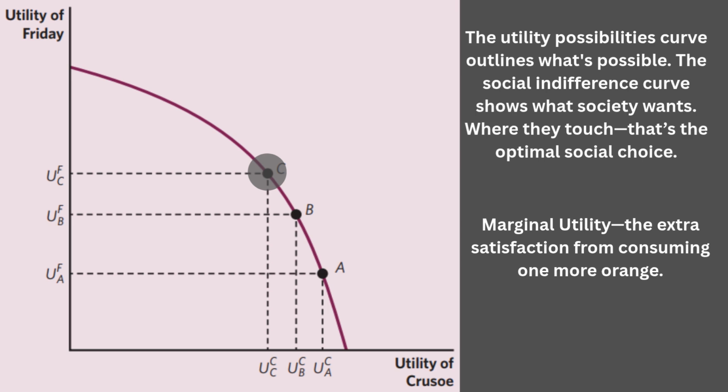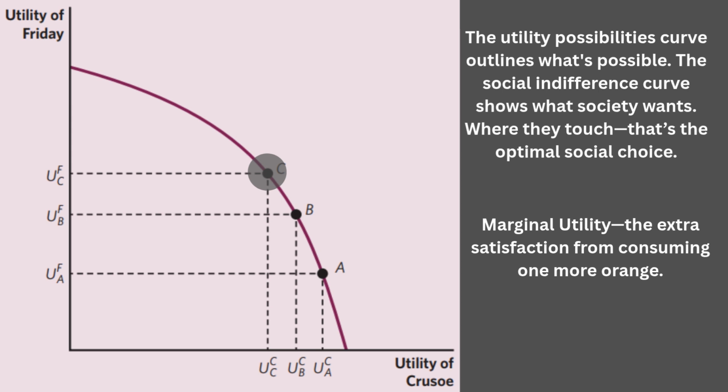But as he gets more, each new orange gives him less satisfaction. This is called diminishing marginal utility. Meanwhile, Crusoe feels the loss more sharply as we take more oranges away. Early on, he barely notices. Later it hurts. That's why the utility possibilities curve bends. It reflects how easy or hard it is to move utility from one person to another.